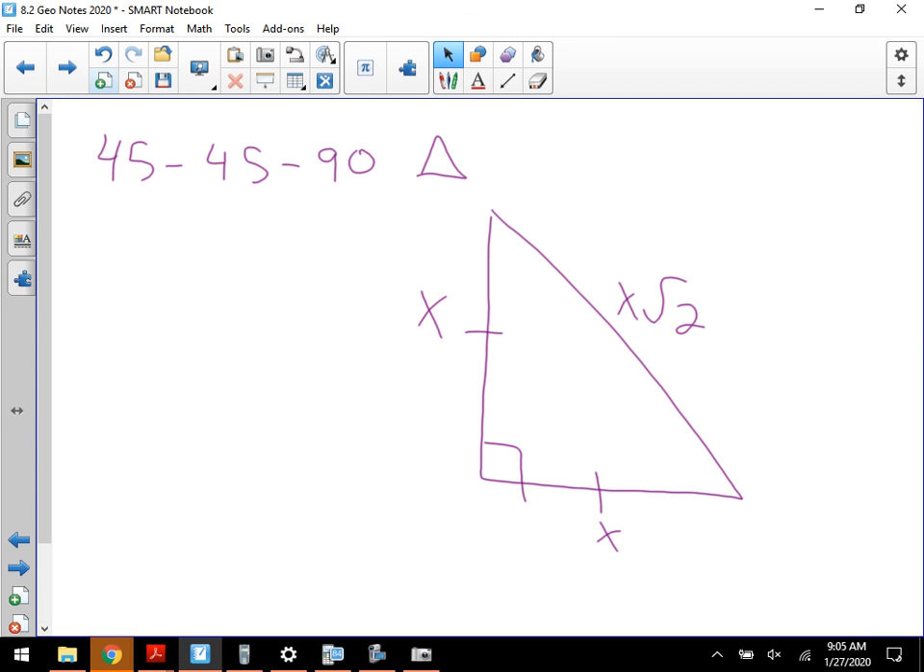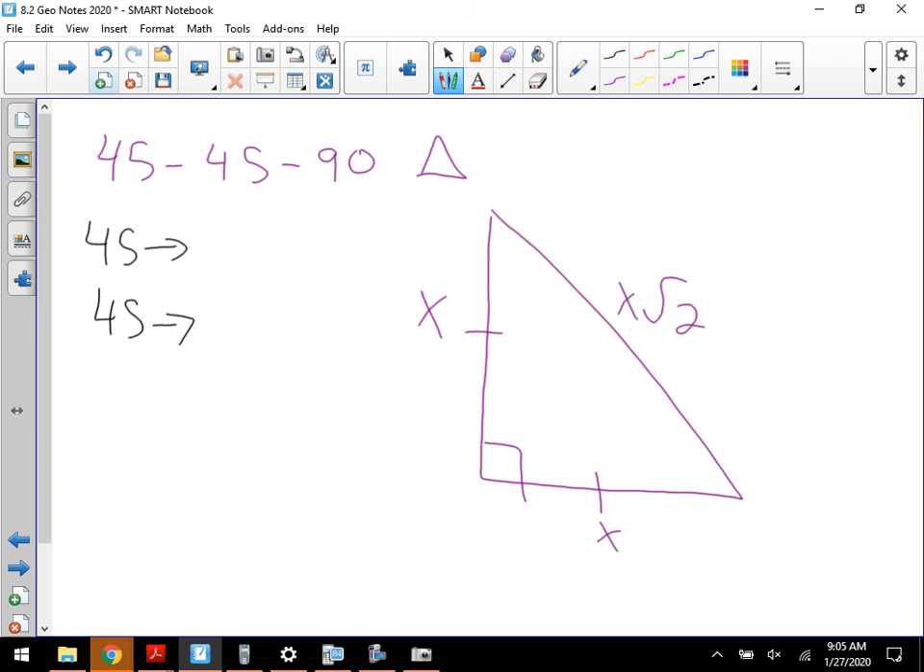You get that pattern. The two side lengths will always be the same, and there's always going to be a square root of 2 on the hypotenuse. So the way that I write out the algebra jigs, like I did the other one, 45, 45, and a 90.